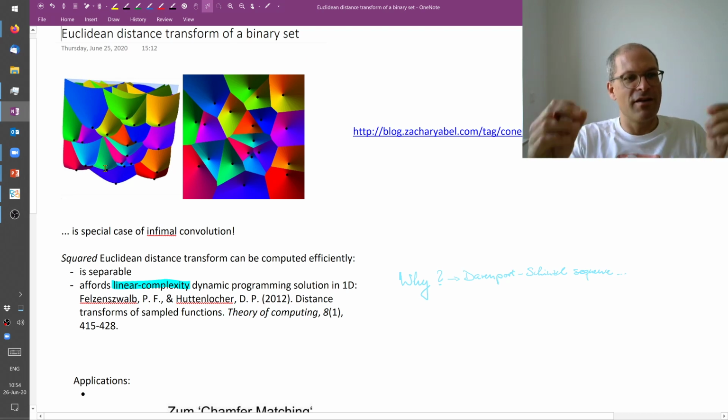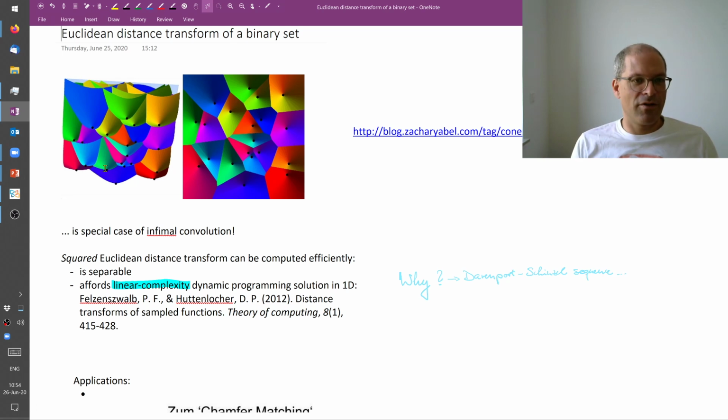So on the left you see the distance as it increases from each particular node or element of the set. And if I now just want to know what is the distance from any point in the plane to the closest black point, but I don't care which one, well, then I take the infimum of all of these. So you see it's again some kind of lower envelope computation that we need.